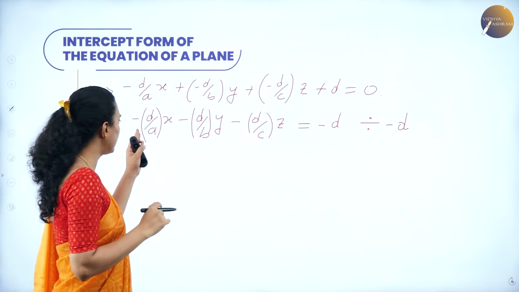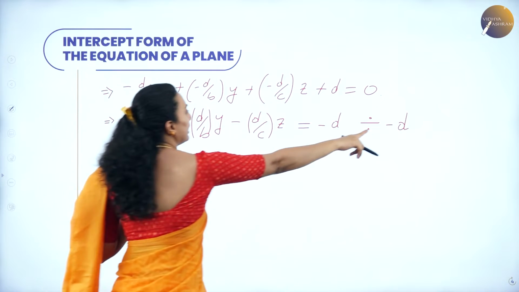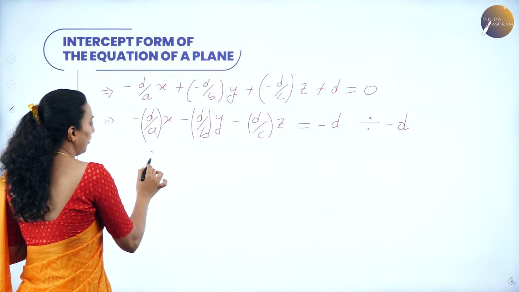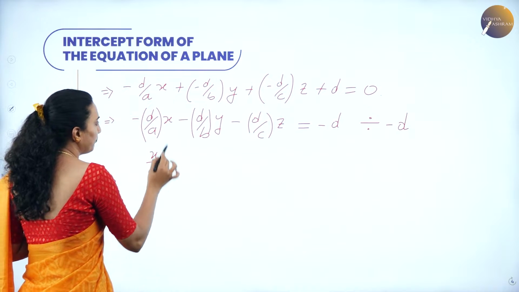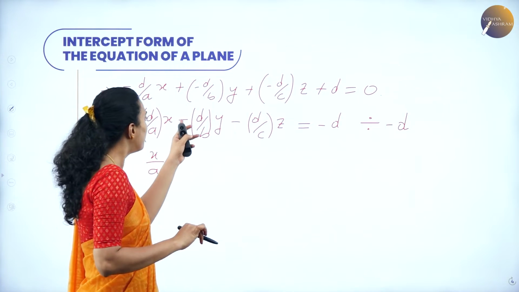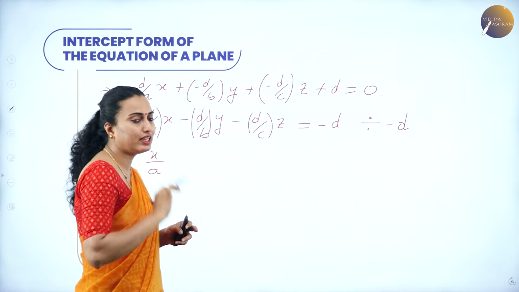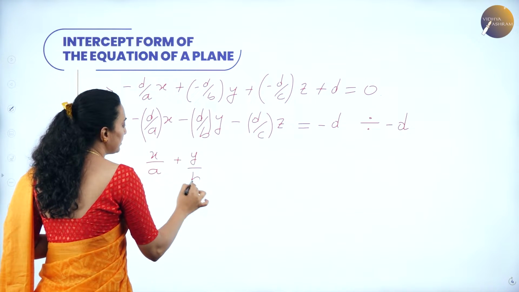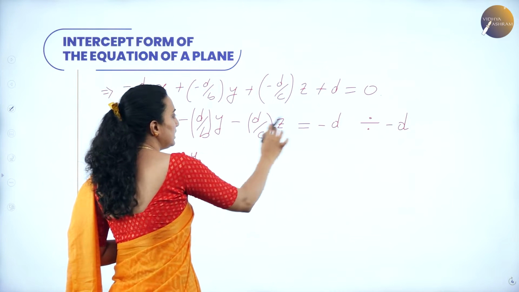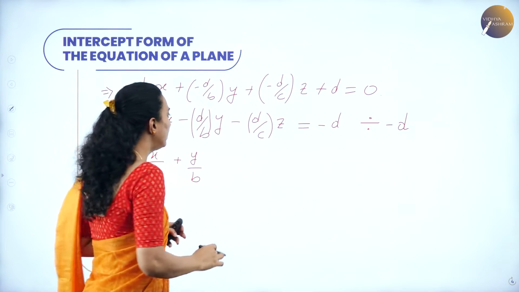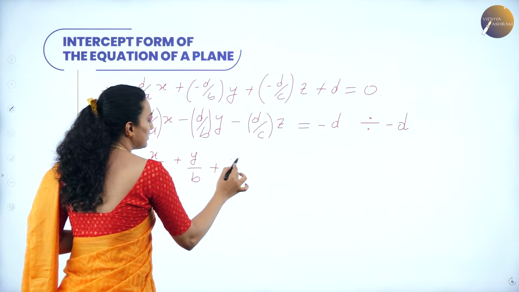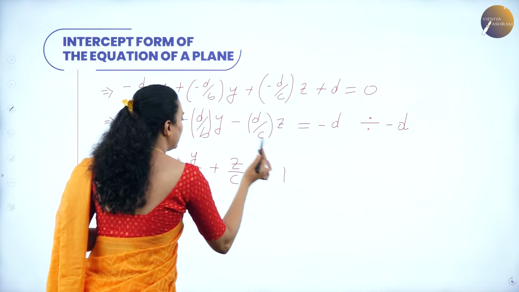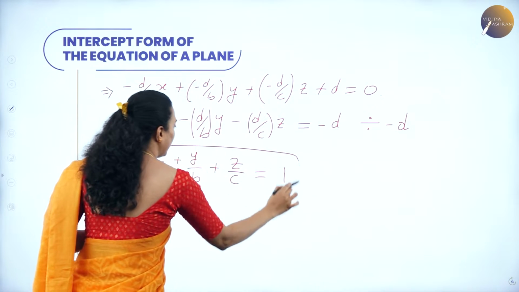On the left hand side, see, minus d and minus d will get cancelled. You are going to remain with x divided by a, with a positive x divided by a. Are you getting? Similarly here minus d will get cancelled, and you are going to remain with positive y divided by b. Similarly here negative d will get cancelled, and you are going to remain with positive z divided by c. So negative d will get cancelled, and you have 1 on the right hand side.